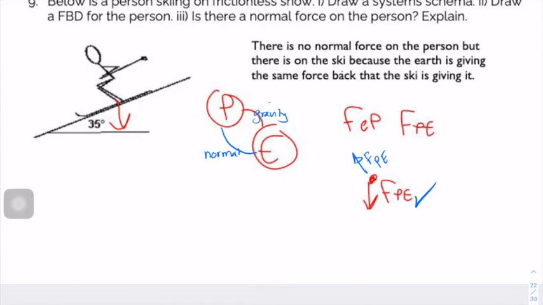There actually is a normal force on the person from the ski, and so if you want to separate them into 2 objects, you can. So person touching the ski, normal force. Ski touching the earth, normal force.